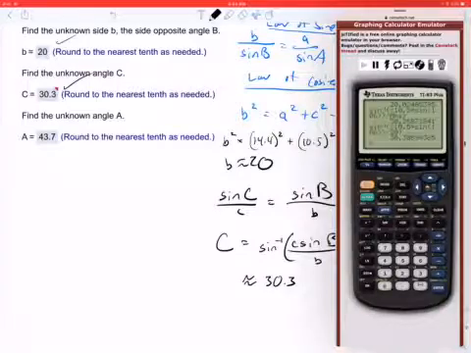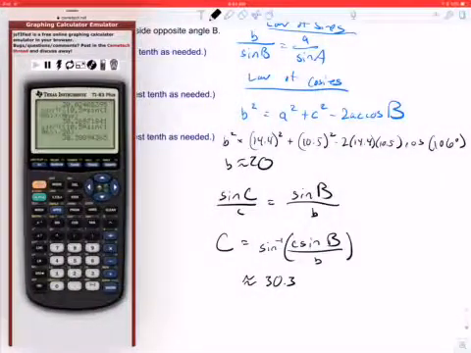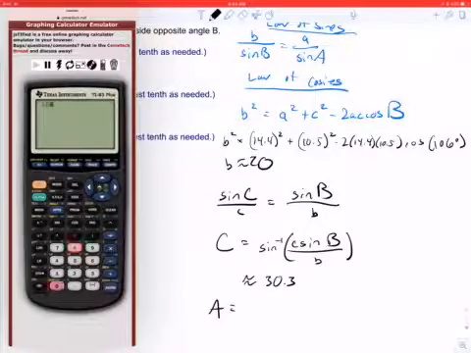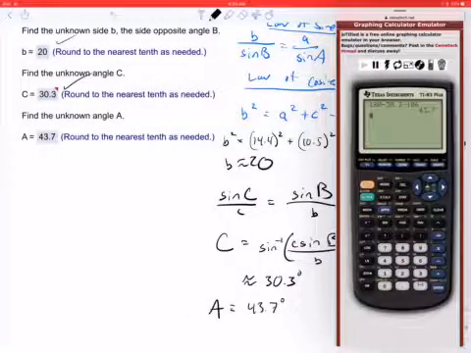Then for the remaining unknown angle A, we would just say 180 minus the 30.3 minus the 106, and we get 43.7. That confirms this.